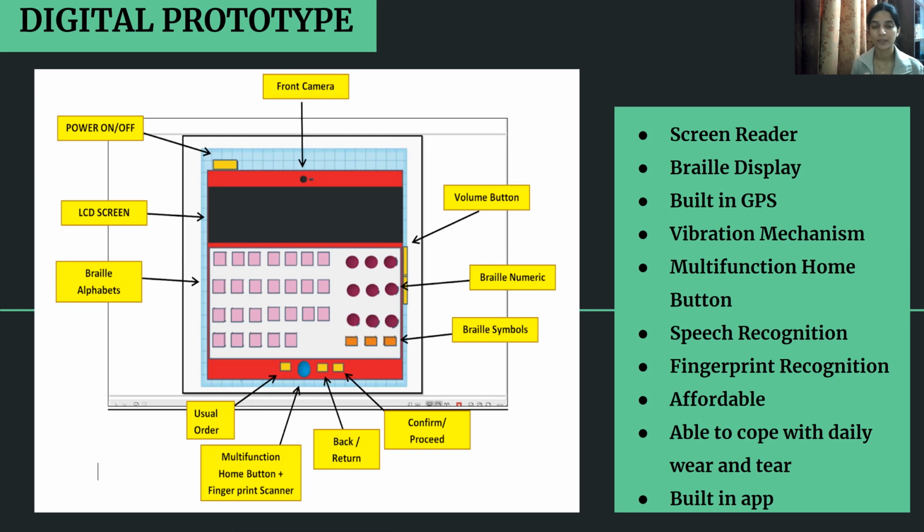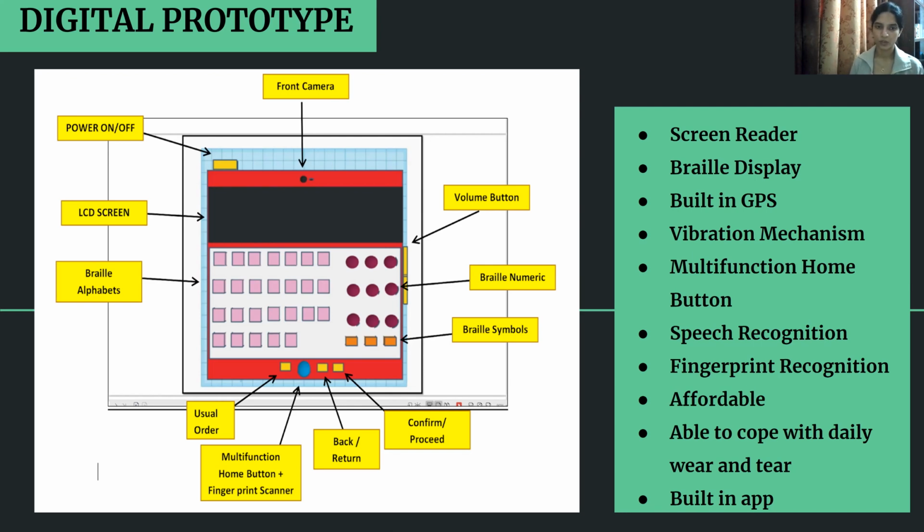It reads out whatever is being displayed on the screen so that the disabled users can get an idea of what is being projected to them. Braille display, so it's easy for them to create input. Built-in GPS, which helps the delivery process. Our tablet works on a vibration mechanism. The way it vibrates will help the user to interact with it and to understand. This kind of mechanism is very useful for disabled individuals.